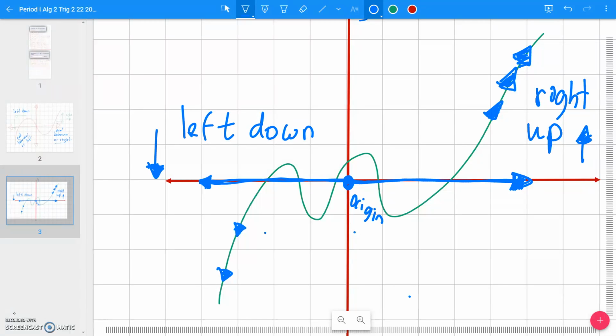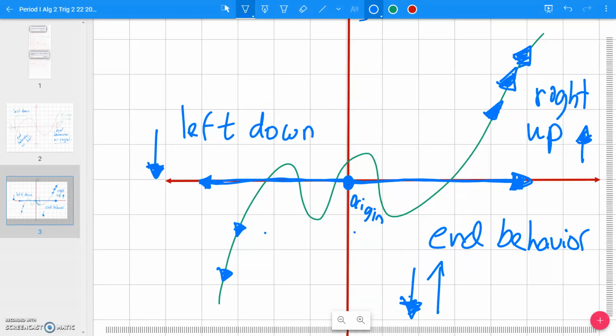So to summarize all of this, you would say the following, that the end behavior is the following. In terms of arrows, you could say on the left it's an arrow down, and on the right it's an arrow up, this way. Or if you want to use phrases, you can say left down and then right up. And that's it.